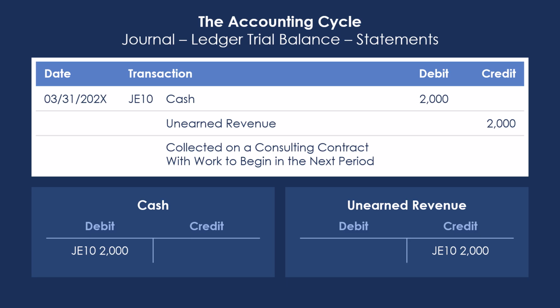In JE10, we receive cash from a customer for $2,000, a debit to cash, and we credit unearned revenue for $2,000. Unearned revenue is a liability account. Because we have not yet performed a service or delivered goods, we record the event of the cash receipt as unearned revenue. Cash up, liabilities up.